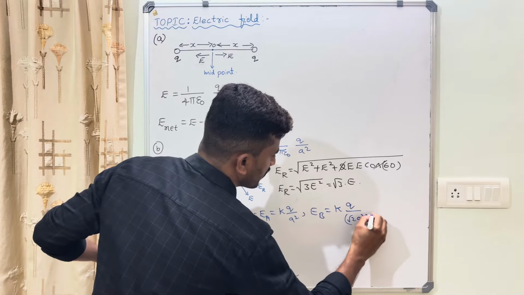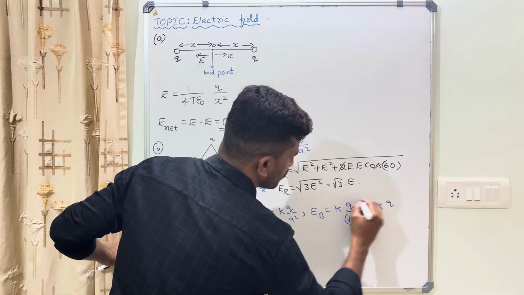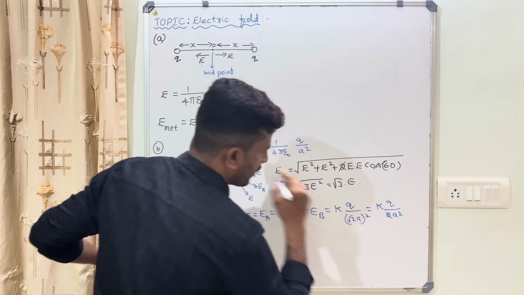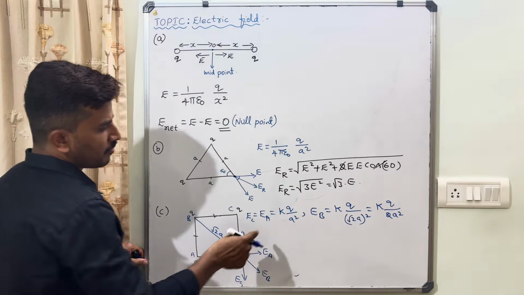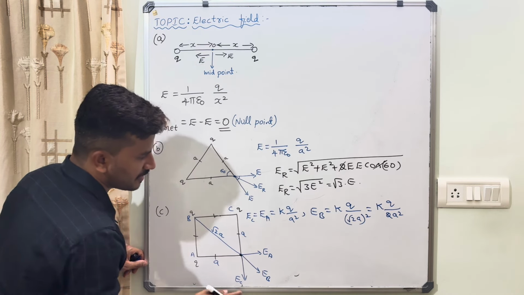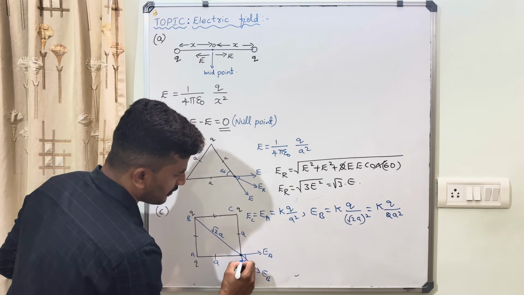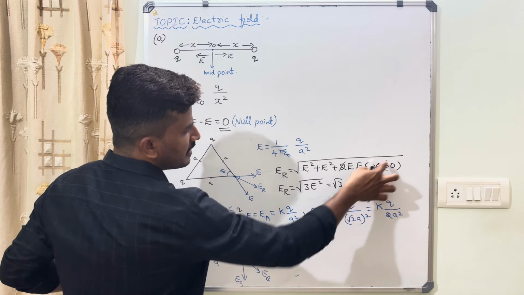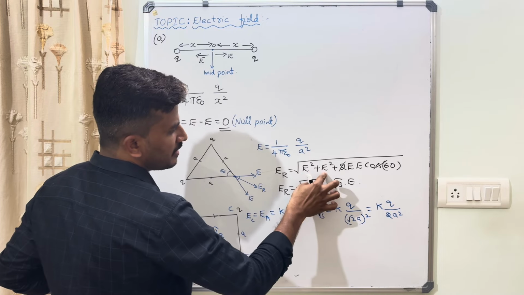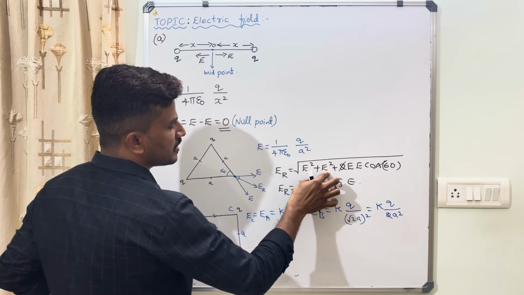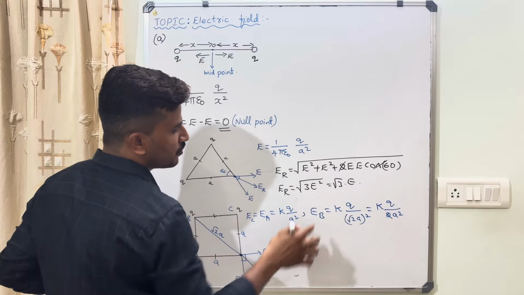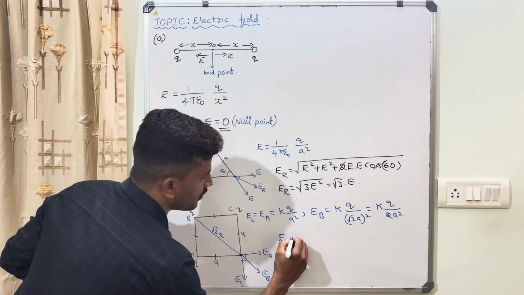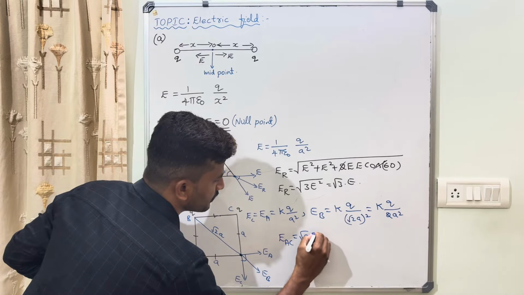Root 2A whole square, that is KQ by 2A square. Now I need to find the resultant of EA and EC. So EA and EC are having the angle 90 degree. So EA square plus EC square, cos 90 is 0. So EA is E, EC is also E. E square plus E square is 2E square, so root 2E will come. So EAC, by using this formula, you will get root 2E.